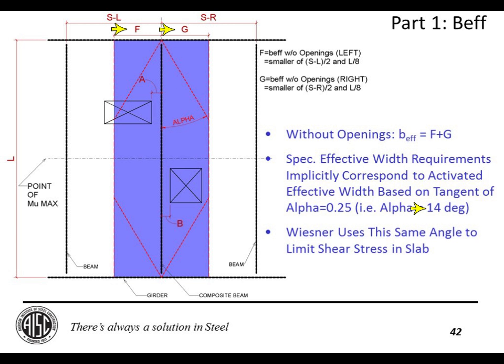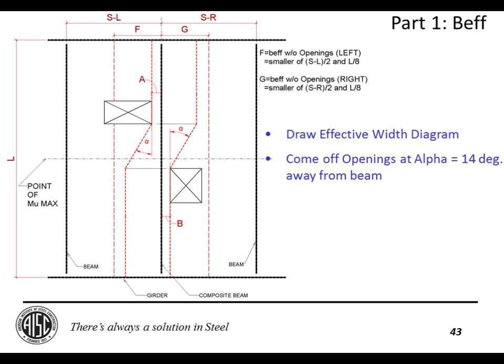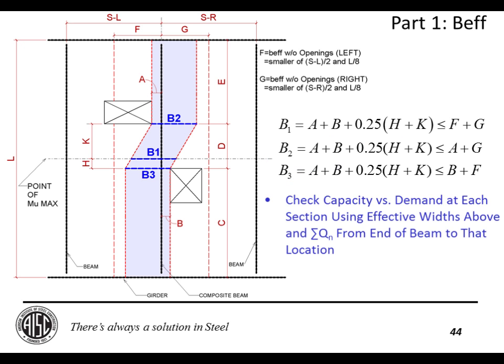So he said, I'm going to take that same alpha angle and just apply it to the spring angle of the effective width beyond these openings. What I mean by that is a diagram like this, where you come down the width of the opening and then you spring out by that same 14 degrees. And you go up here and you spring out by that same 14 degrees.